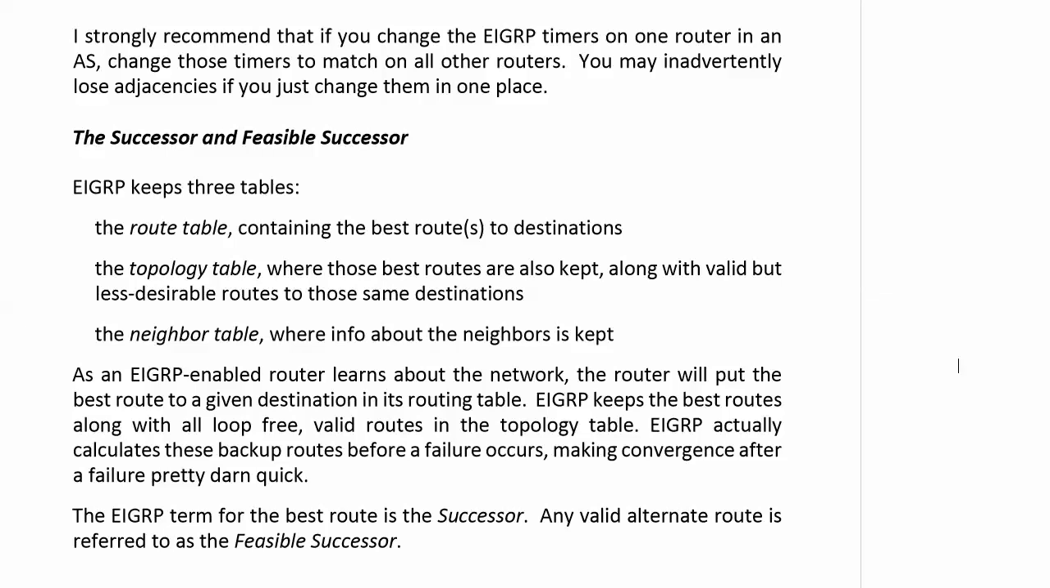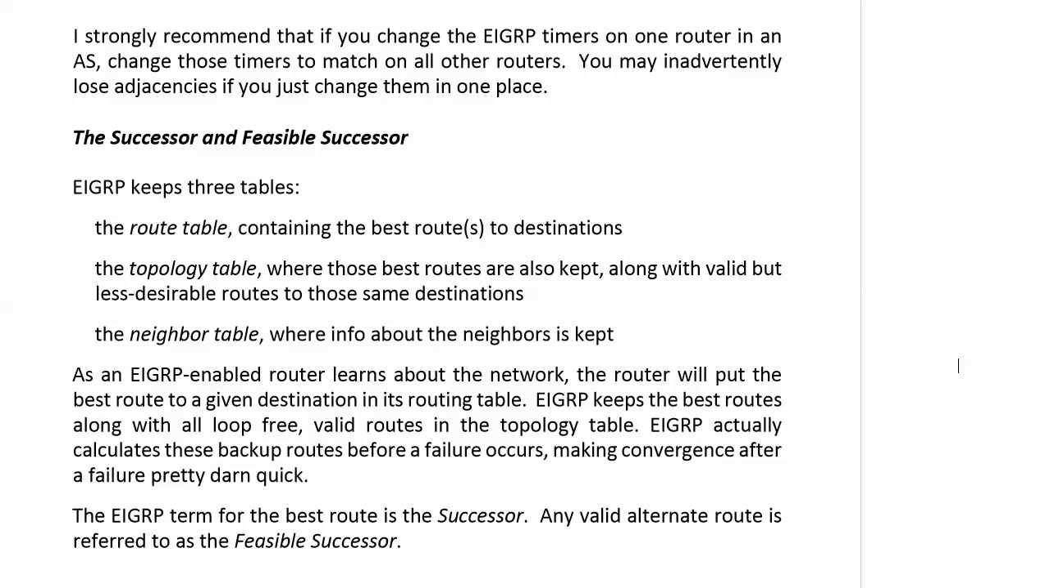We've got EIGRP and we've got three tables in there. We've got the route table, which contains the best routes to the destinations. It makes perfect sense. We've seen static routing tables and OSPF routing tables in our overall IP route table in the last couple of sections. The neighbor table is where information about the neighbors is kept, no big secret there. And while the terminology is different, it's going to look a lot like OSPF and the neighbor table there. Then the topology table, that's a new one.